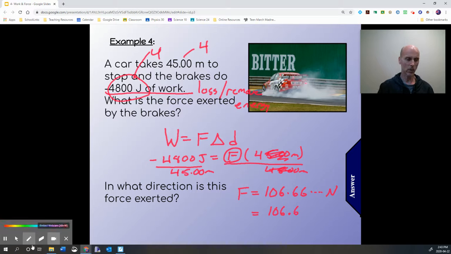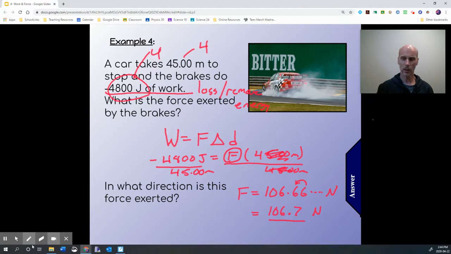106.6, no, not 106.6, 106.7. The 6 here is greater than 5. 5 or greater would bump this number. Same rules of rounding that you probably learned in math class. So we're going to write that as 106.7 newtons. And there really is no need to put this into scientific notation because we can express all the significant digits in a way that's readable. I would probably choose to leave it that way.